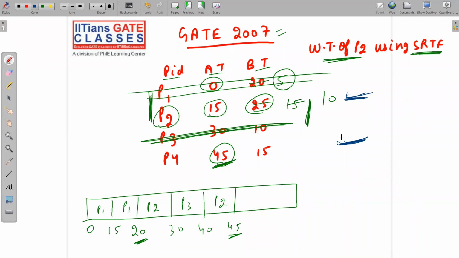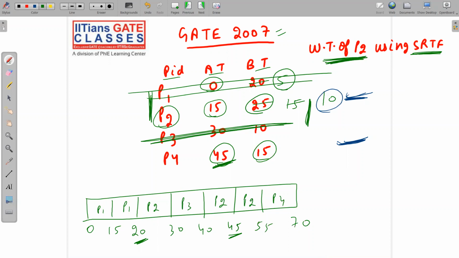P1 and P3 are already over. So now which is having least burst time? P2 is having the least burst time, so obviously P2 will be executed first. I will execute P2 till what time? 10, so 55. Till 55, P2 will be executed and then P4 will be executed for 15. So 55 plus 15, 70. I hope I have made the point here. Gantt chart is over. Now I think you can easily solve everything.